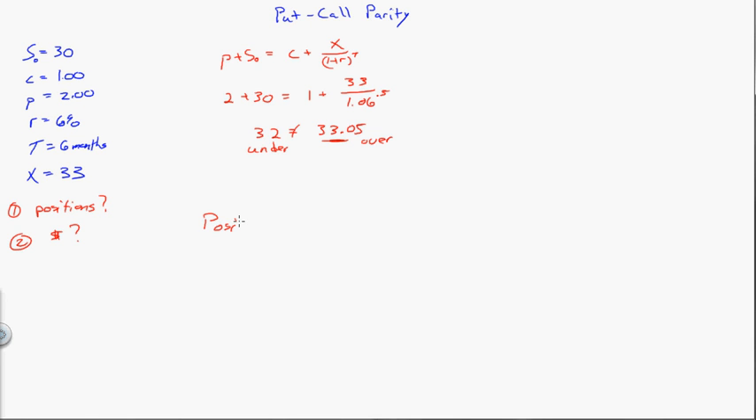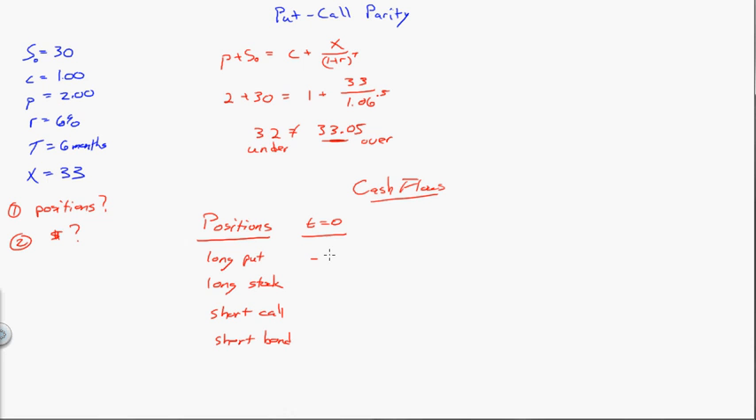So the positions I take, the put and the stock are undervalued, so long the put, long the stock, I short the call and I short the bond. So I've got to know what my cash flows are at time 0.